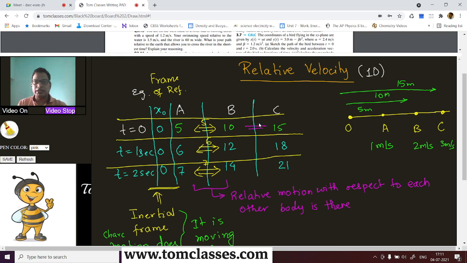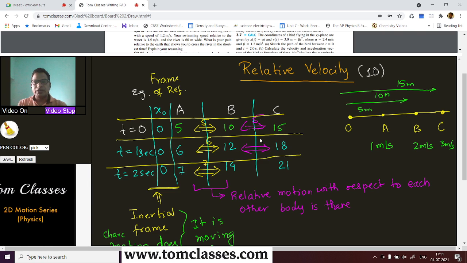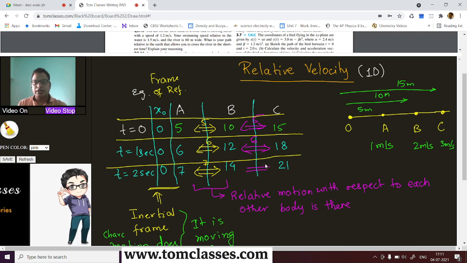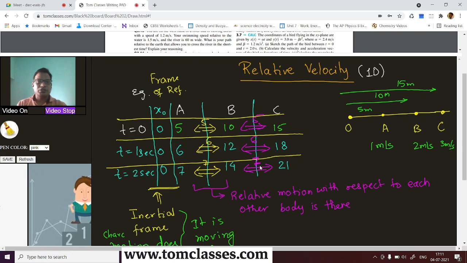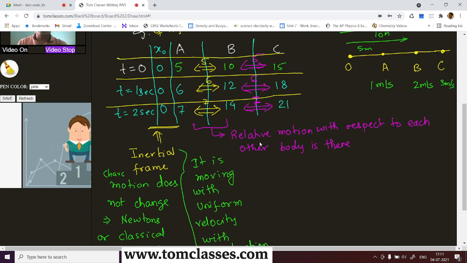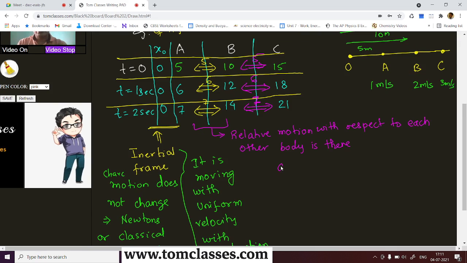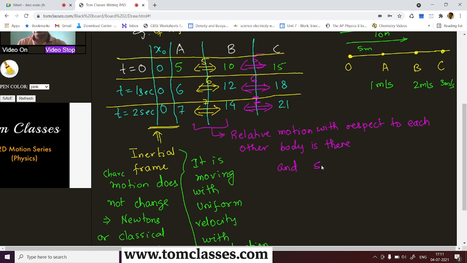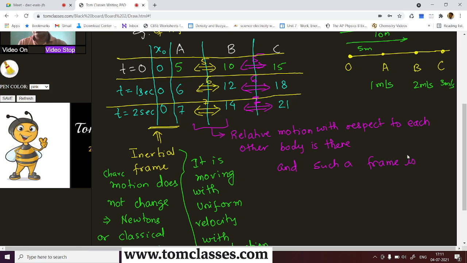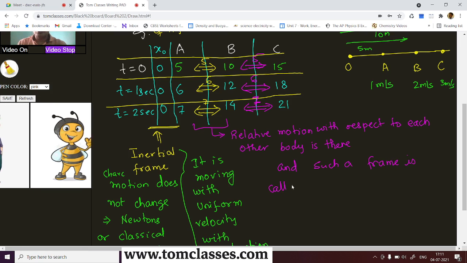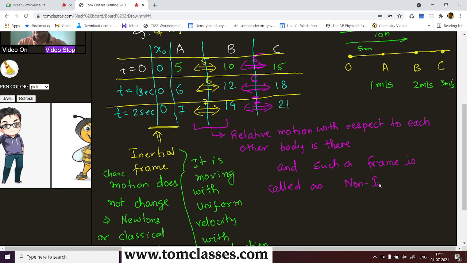Now you see that the initial gap was 5. Again, how much has the gap become? It has become 6, and then the gap has become 7. So here there is relative motion with respect to each other, and such a frame is called non-inertial.